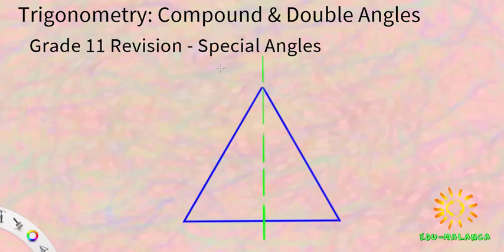We're now working through the trigonometry section of Matric math, and we are at the beginning. We're revising grade 11 stuff, so none of this should be brand new to you. We're looking at special angles, and today we're going to derive the special angles as well as the special angles table. Let's get right into it then.